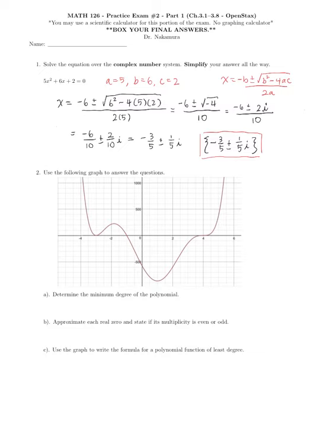All right, so now let's get down to number 2. Use the following graph to answer the questions. All right, so let's go with A. Determine the minimum degree of the polynomial. Okay, so let me just try to count the number of turning points, because the minimum degree of the polynomial is the number of turning points plus 1. So let me just write this down.